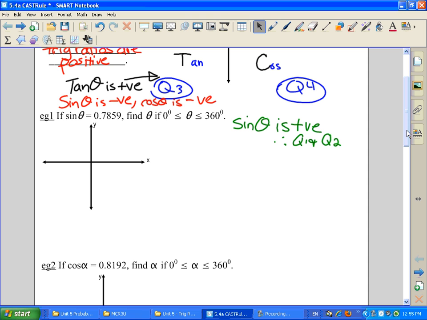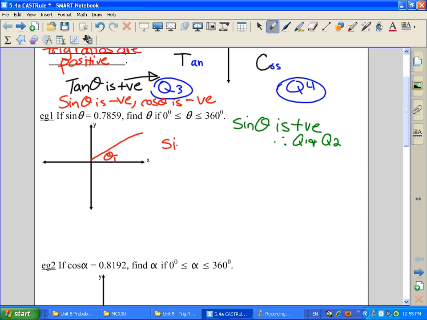So the first thing I'm going to do is draw my first angle, which is in quadrant 1 because that's always the easiest one. Why is it the easiest one? Because the reference angle is always going to be equal to the principal angle. So let's figure that out. Let's call that theta 1 since we're going to be finding 2 answers here. How do we go to find that, folks?